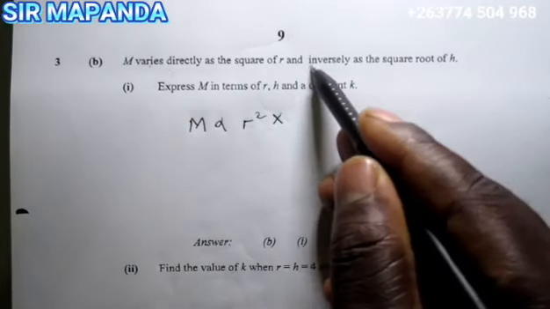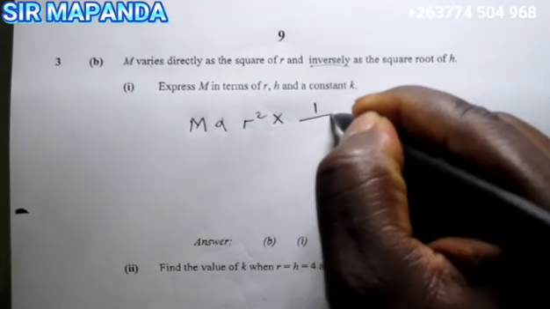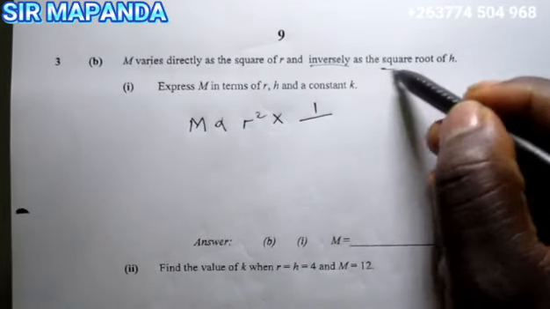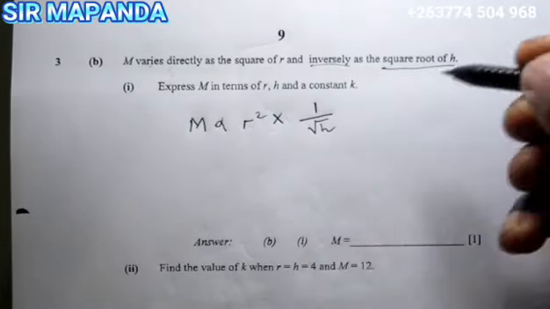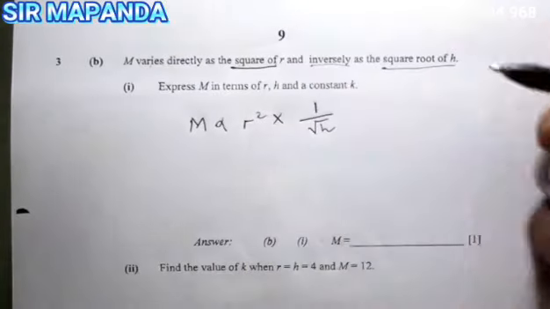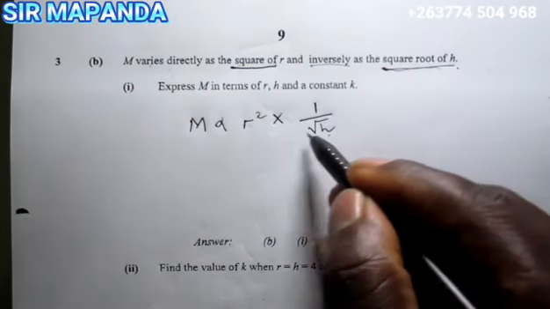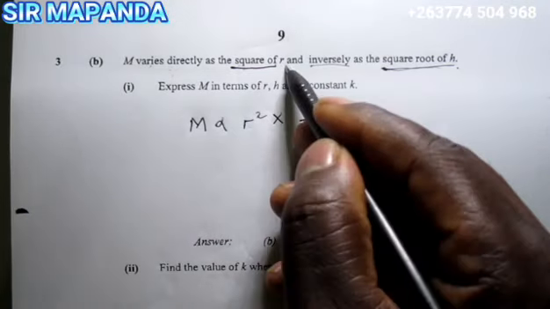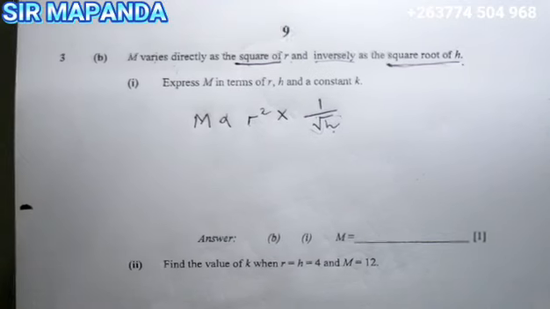Then this word inversely means 1 over something. So I'm going to write 1 over, the something here is the square root of h. So you write square root of h. There is a difference between square of r and square root. For square root, you put h inside the square root. For square of r, you write r squared. I hope you are listening, class, right?